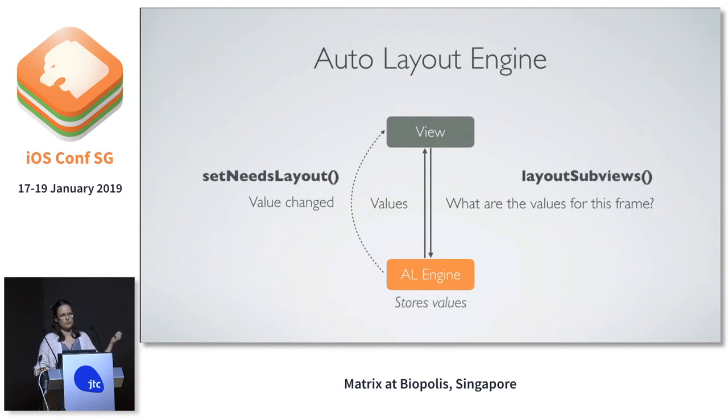And these are the two function names I wanted to show you, because this mechanism of letting the view know that on the next render pass it actually has to copy these values back from the engine to the view is setNeedsLayout. And so that's in a second phase. And then layoutSubviews is the event when these values are getting copied back.